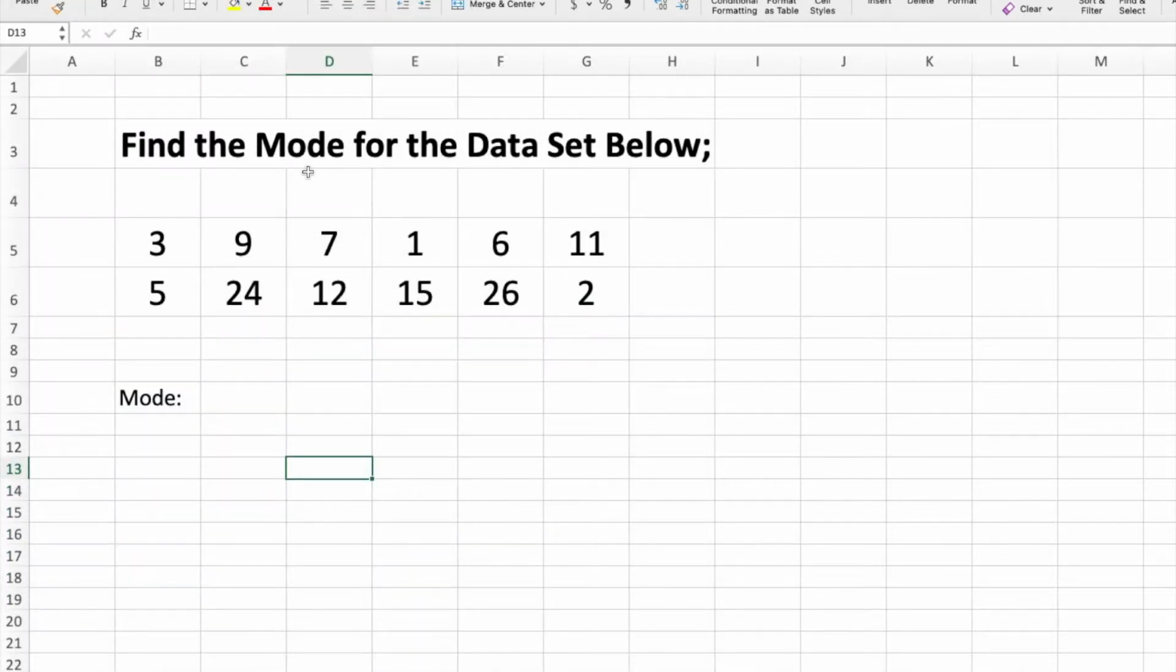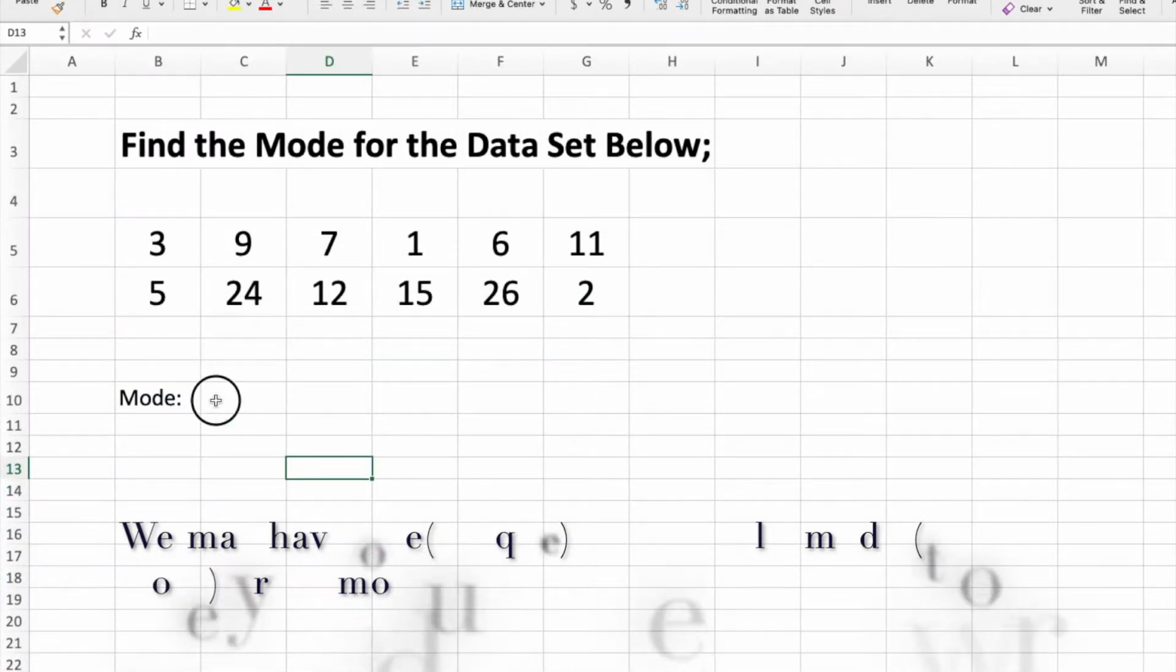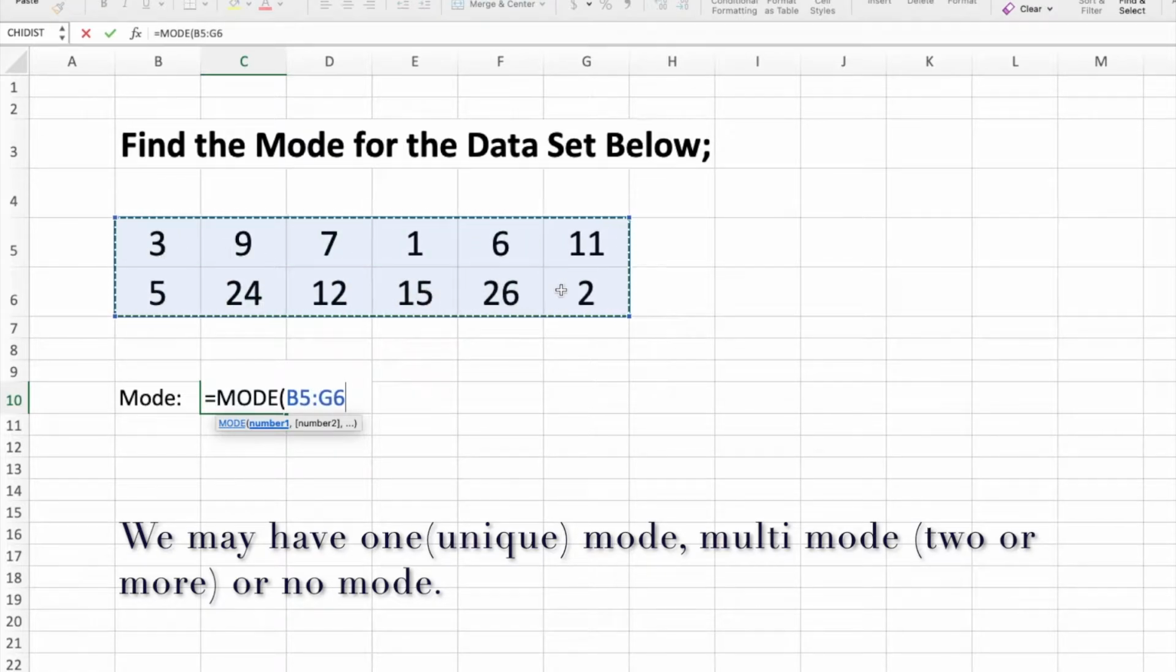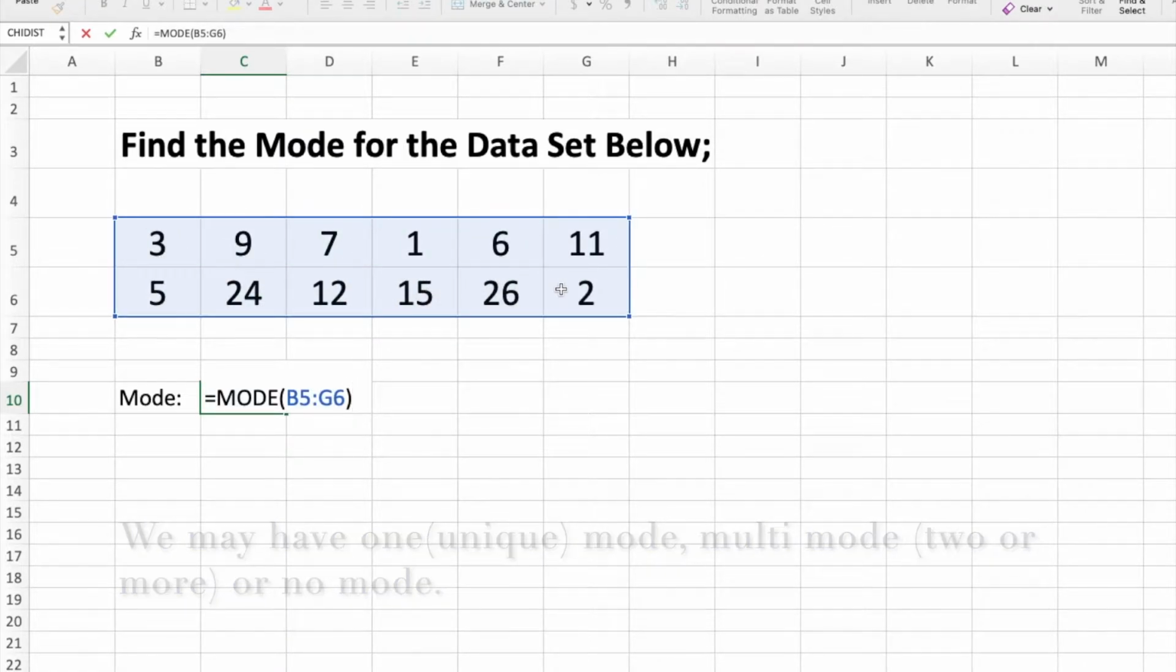Okay, let's find the mode by using Excel. So we have the data, and down here we're going to press the equal sign. The command is going to be MODE, so I'm going to just press MO. MO is going to give me the mode function. So I can just click this one here, and of course highlight the data, release, close the parentheses, and enter.